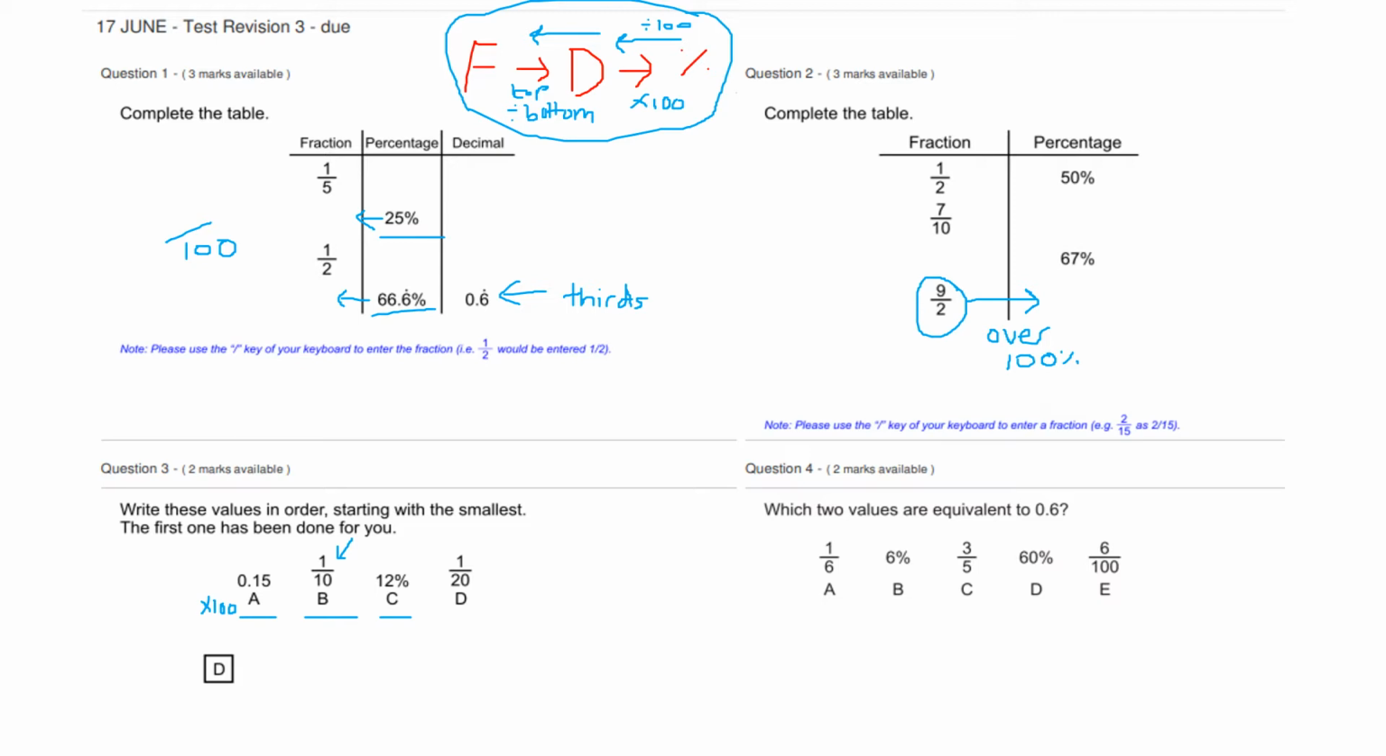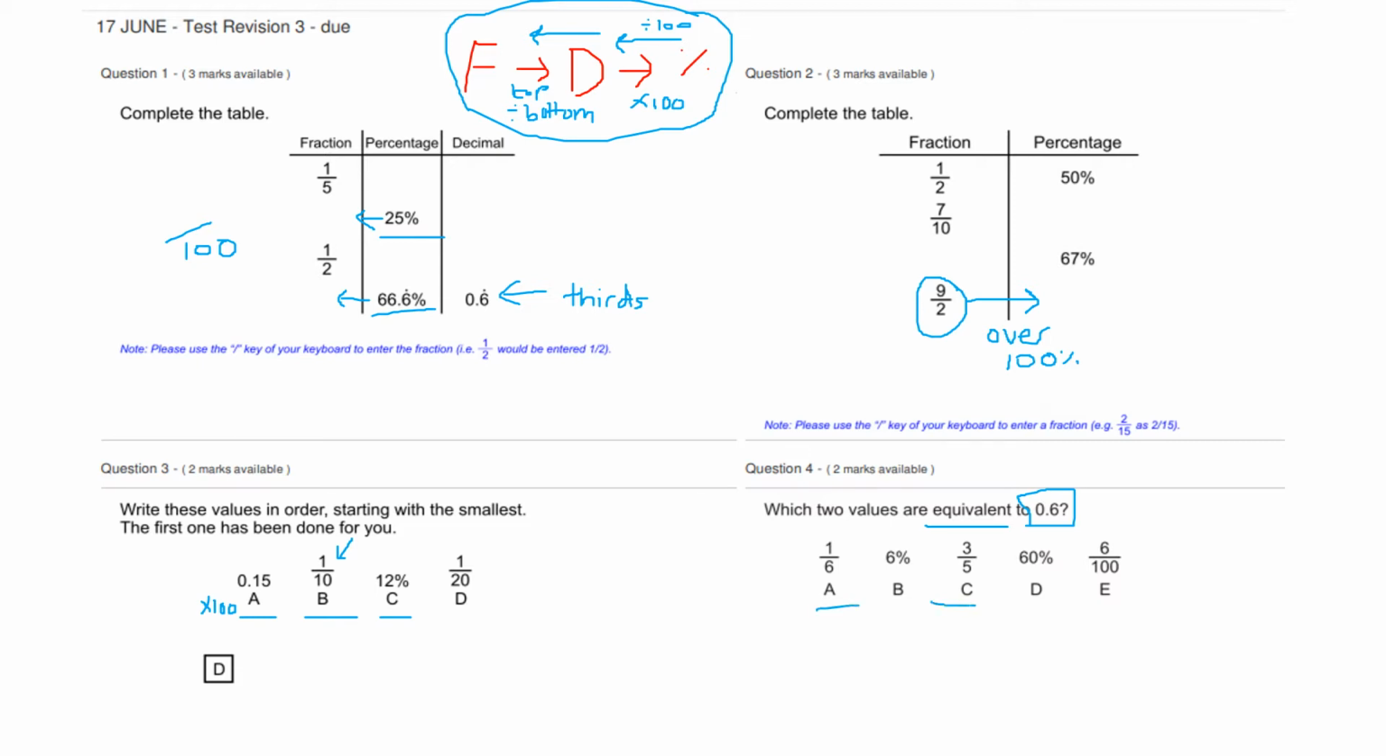It's going to be the same on question 4. Over here, you want to get them all into the same format. So it doesn't matter which format, you just want them all to be the same so you can compare. And what we're trying to compare to is 0.6. Equivalent just means equal to or the same as. So anything which is the same as 0.6. Okay? So for your fractions, you might want to do top divided by bottom and see if you get 0.6 on your calculator. So you can do that for A, C and E.